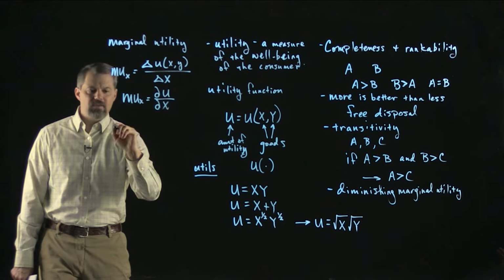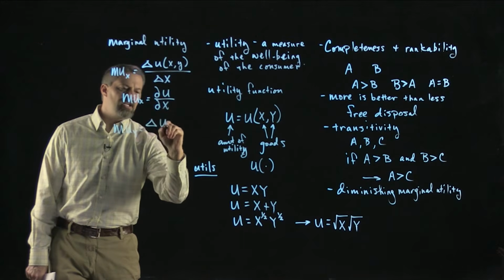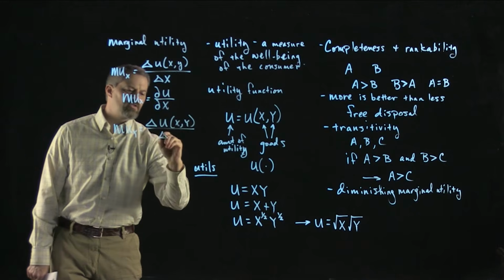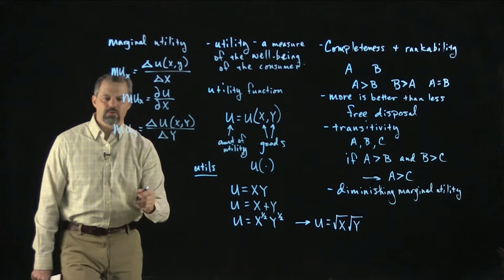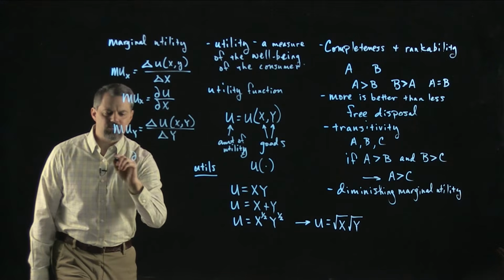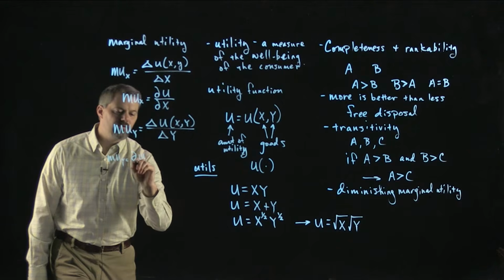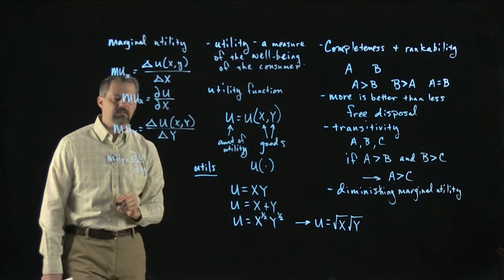We can also think about the marginal utility of good y, and it's going to be the change in utility when we change good y. It too is a partial derivative, only it's the partial, let's write it this way, marginal utility of y is the partial derivative of the utility function with respect to good y.